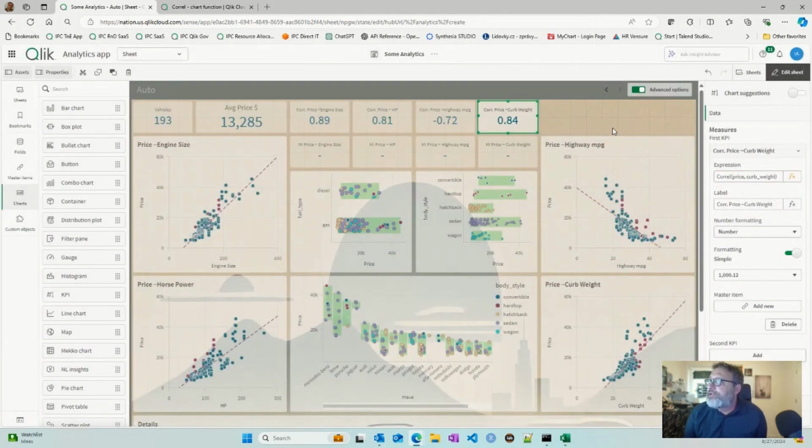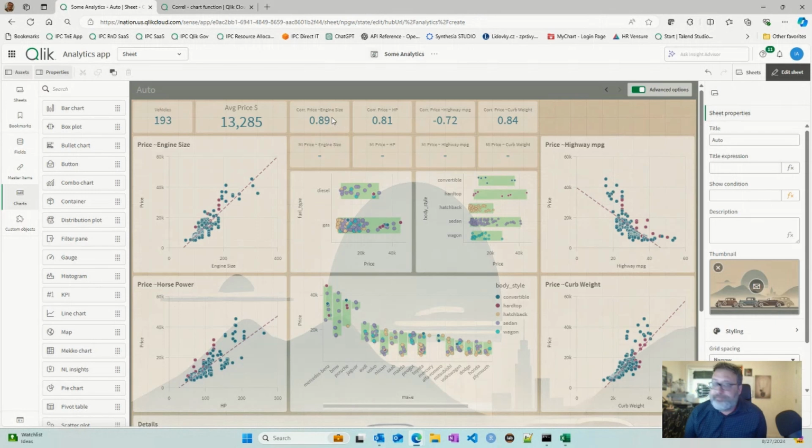All right. So look at this. We do have 89 correlation here, 81 correlation here, -72 here, which makes sense. What negative means is if you increase one value, you're likely to decrease the other value. They are inverse. So if you increase the miles per gallon on the highway, then you decrease the price.